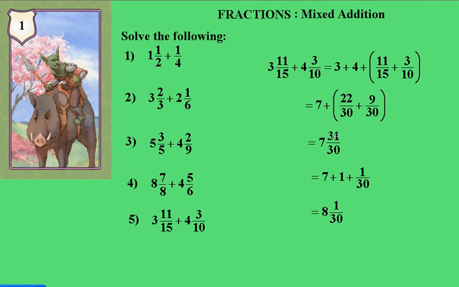Okay, so now when we divide 30 into 31, we get 1 and 1 remainder. So we get 8 and 1/30th as the final answer. Okay, so that's the 5. So that covers all the addition. My next video will be on subtraction. A little bit tricky, but very, very similar to this one.